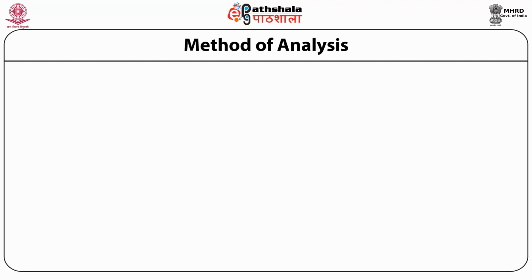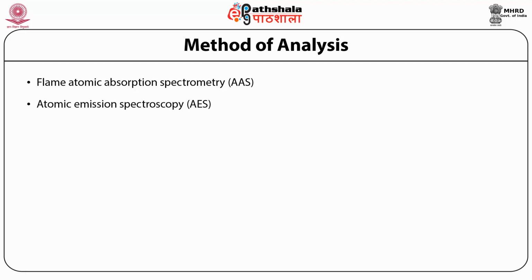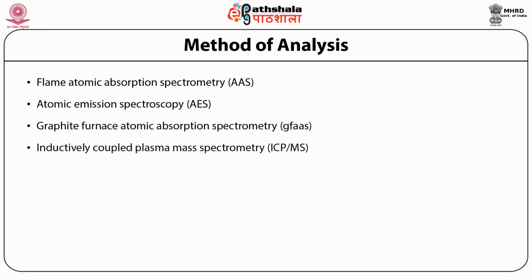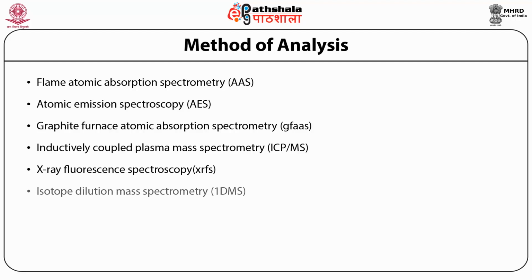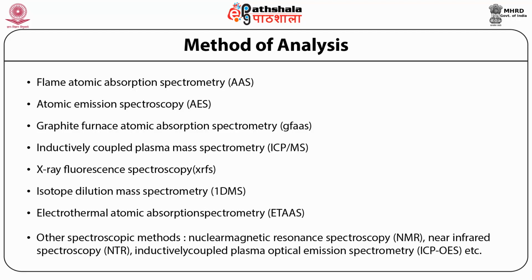Methods of analysis for determination of heavy metals in the environment. There are a number of methods that have been used for determination of metals in the environment. To name a few: flame atomic absorption spectrometry, atomic emission spectroscopy, graphite furnace atomic absorption spectrometry, inductively coupled plasma mass spectrometry, X-ray fluorescence spectroscopy, isotope dilution mass spectrometry, electrothermal atomic absorption spectrometry, and other methods like nuclear magnetic resonance spectroscopy, near IR, and inductively coupled plasma optical emission spectroscopy.